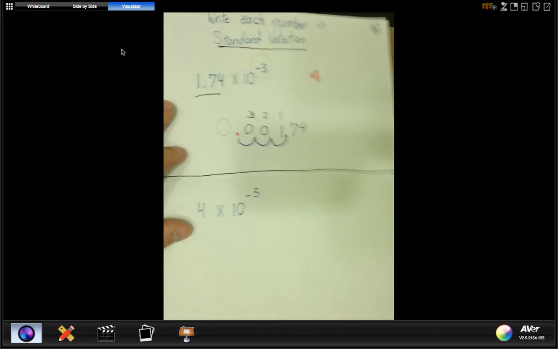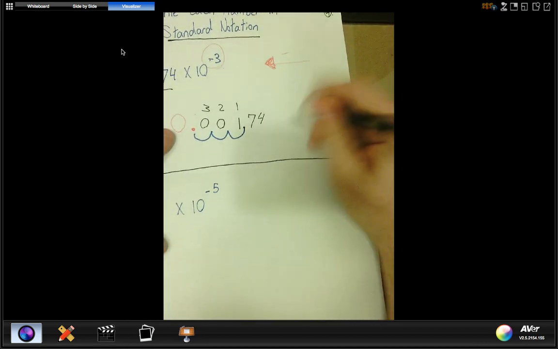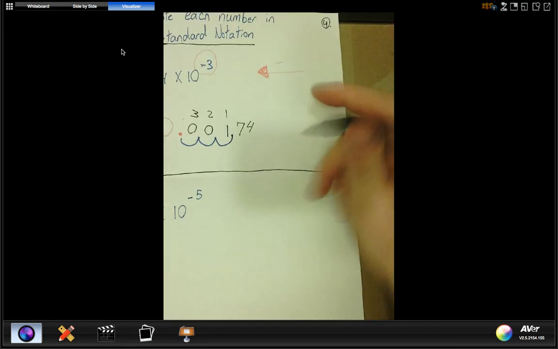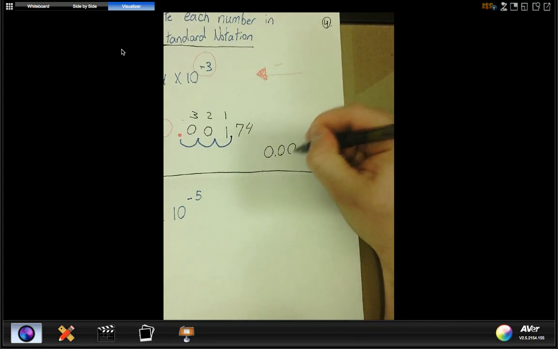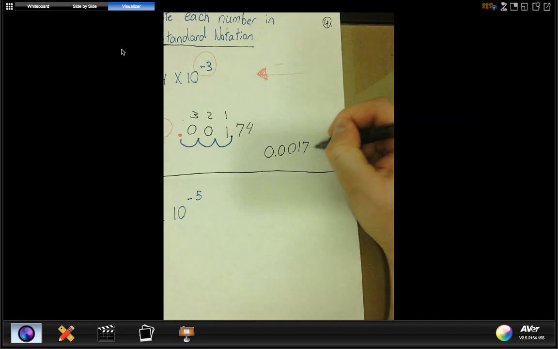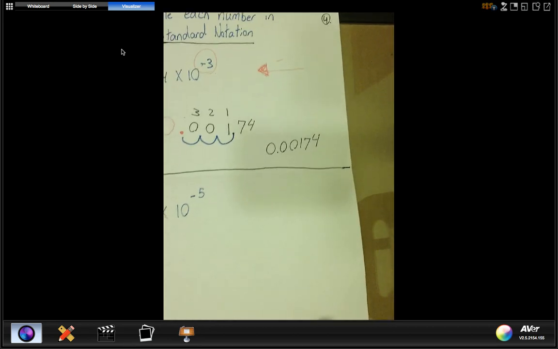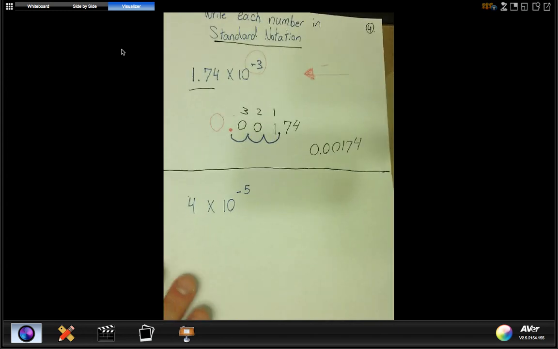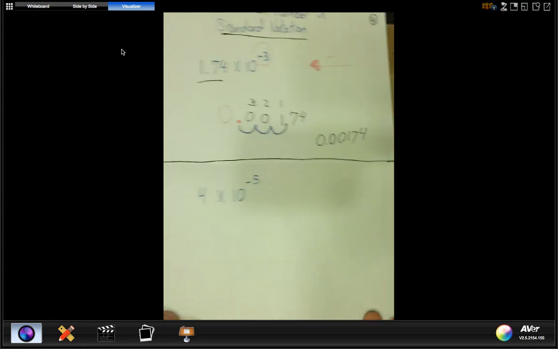Let's clean this up so the answer looks nice and neat. So I have, for my final answer in standard notation, 0.00174. That's a nice small number. Remember, negative makes small numbers, positive makes big numbers. So that's a quick hint.